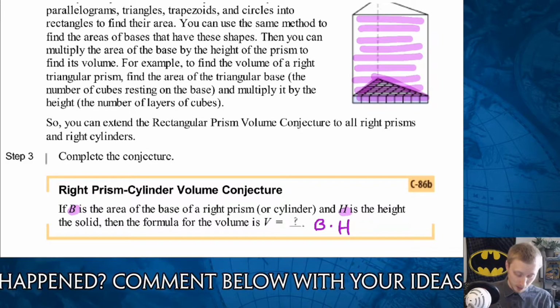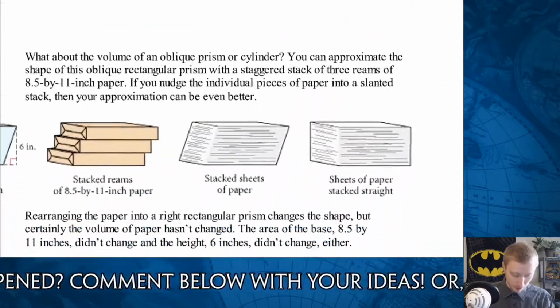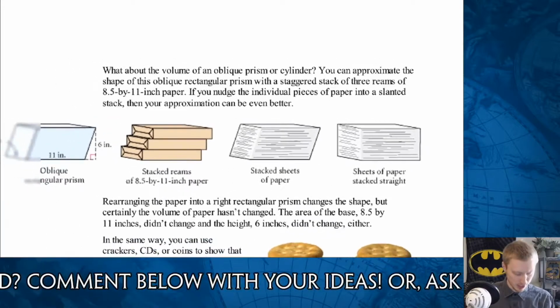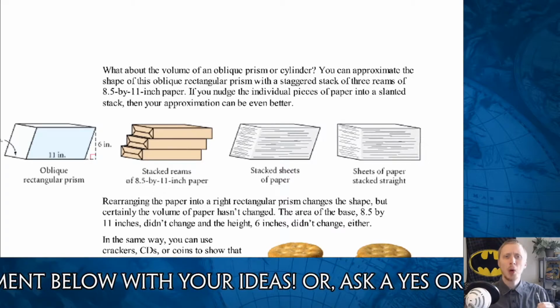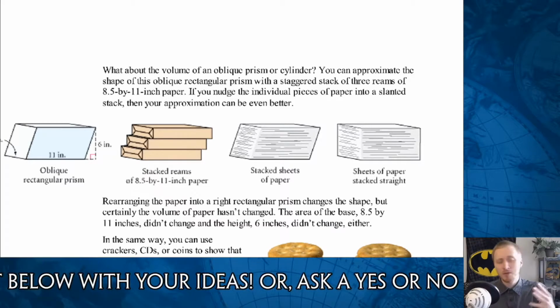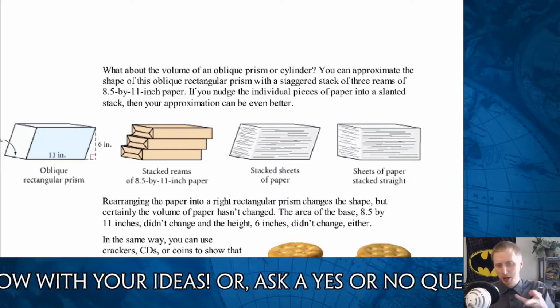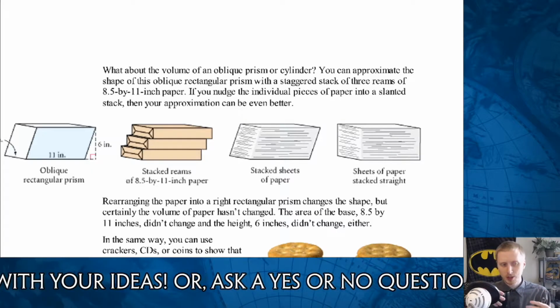All right, moving on. Let's ask a more interesting question. What about an oblique prism? What happens if, for some reason, say an earthquake strikes and all your papers get shoved over and are crooked?